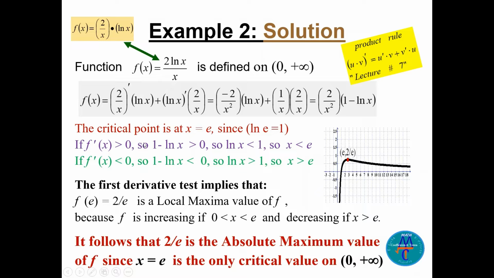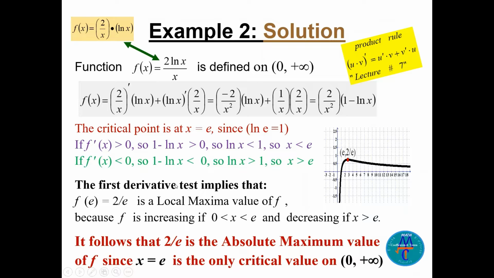Now f prime is positive. That means all this should be positive, 1 minus ln of x. So this one becomes less than 1, so x less than e. If f prime is negative, so you take all this, 1 minus ln of x negative, take this on the other side, ln of x is greater than 1, so x greater than e.